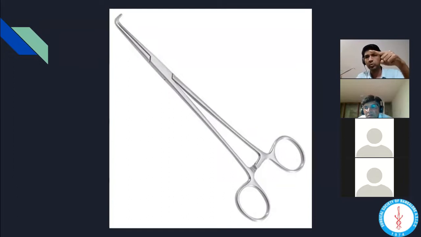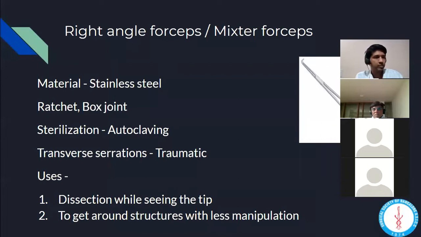For example, assume this is a tubular structure and this is a right angle. If I go around it, just look at the position of my wrist. By doing just this much, I'm all the way around my finger with the instrument. Whereas if I try to do the same thing with a curved artery forceps, please see that I have to go all the way around to make sure that the artery forceps comes all the way to the opposite side. So right angle forceps will help you get around the tubular structure much more easily than a curved artery forceps.